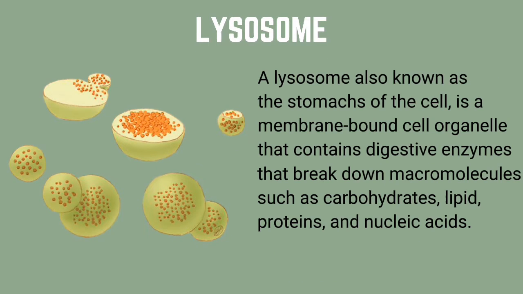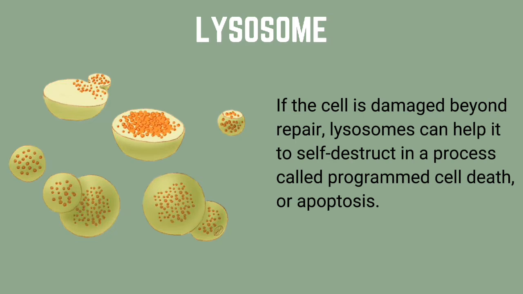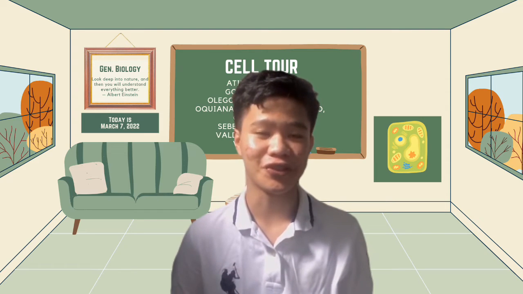Lysosome. A lysosome, also known as the stomach of the cell, is a membrane-bound cell organelle that contains digestive enzymes that break down macromolecules such as carbohydrates, lipids, proteins, and nucleic acids. If the cell is damaged beyond repair, lysosomes can help it to self-destruct in a process called programmed cell death, or apoptosis. I hope that you have understood the different endomembrane systems and their functions.